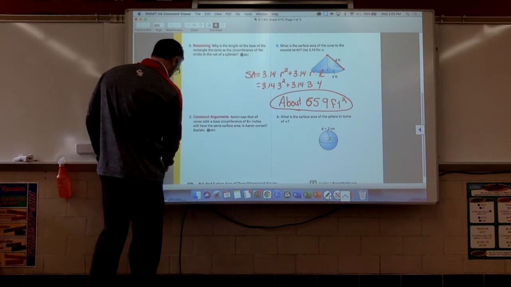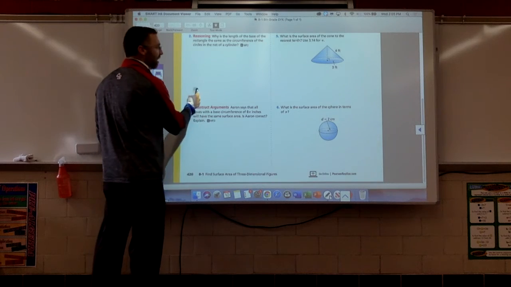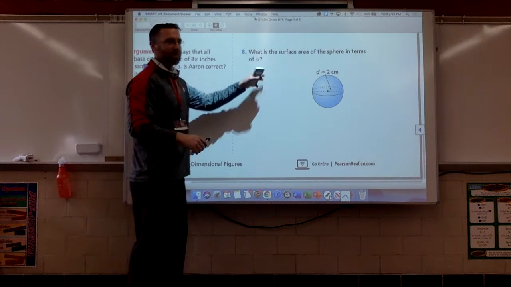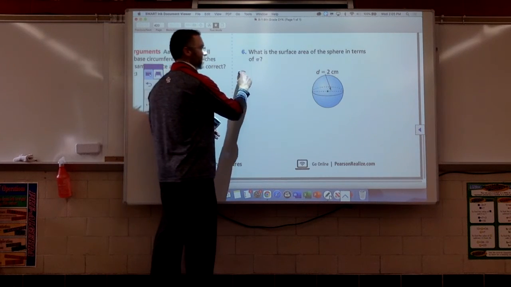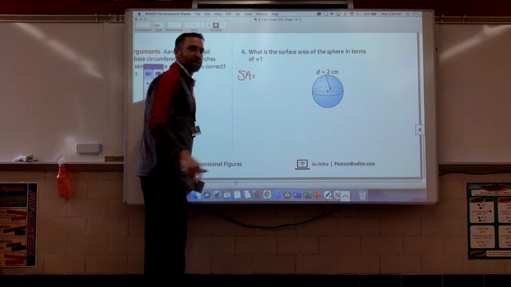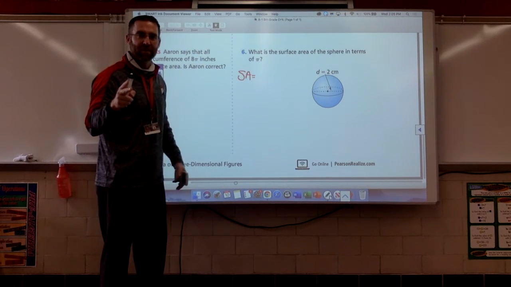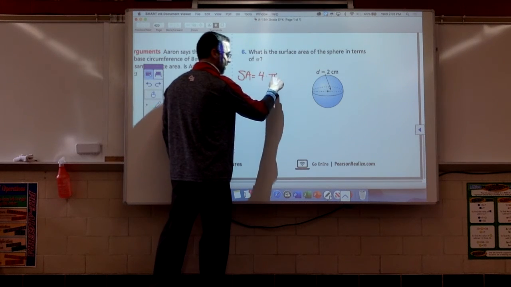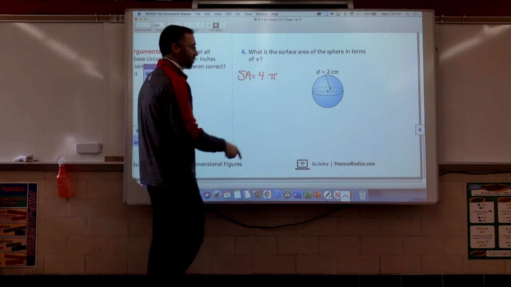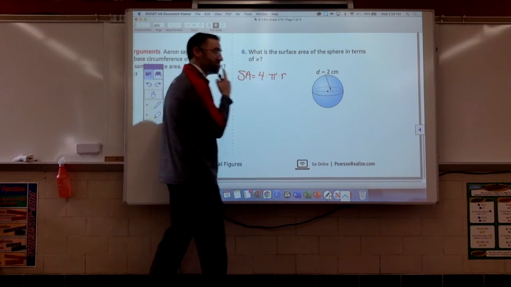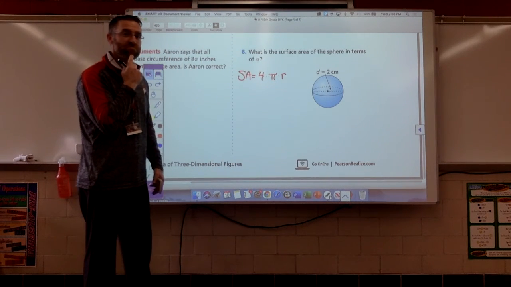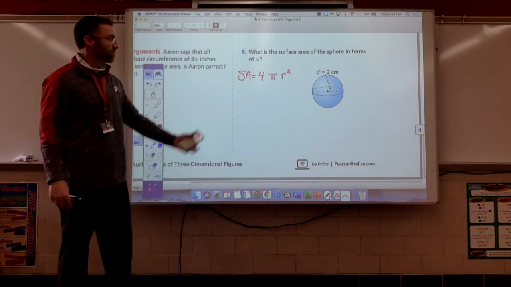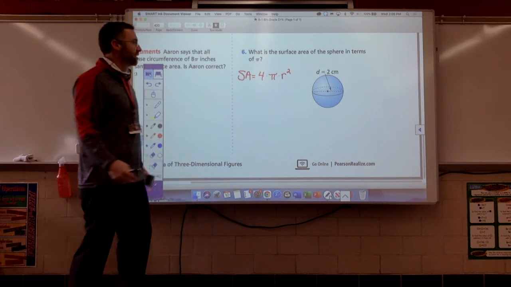Didn't think so. Now we got to find the surface area of a sphere. Who can tell me what the formula for surface area of a sphere is? There's a 4 in there. There's always a pi in there. And we need to take the radius and square it, people. Squared. That's our formula.